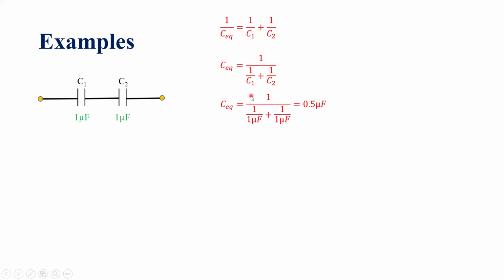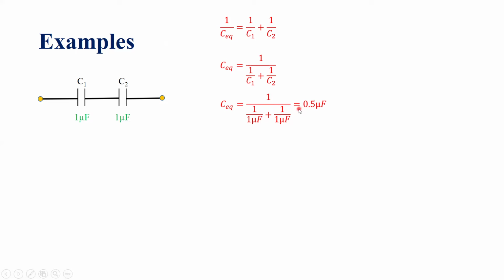So we will just plug in the values of C1 and C2 right here, and we see that therefore C equivalent is equal to 1 over this term now, 1 over 1 microfarad, that is the value of C1, plus 1 over 1 microfarad, that is the value of C2.